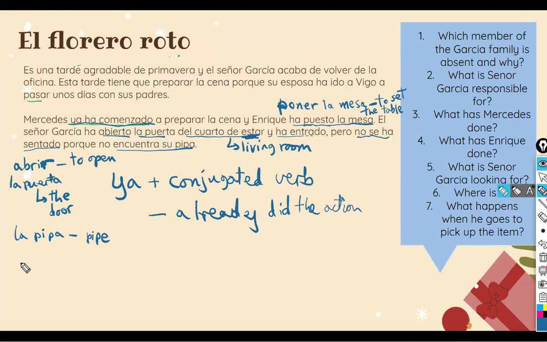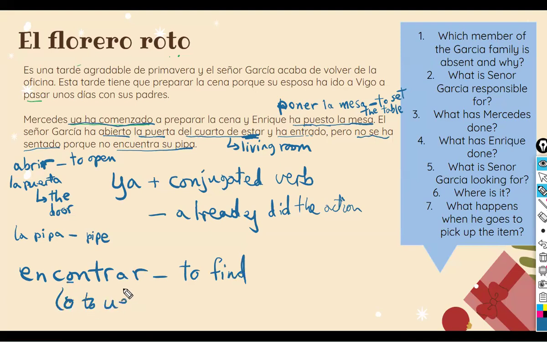So encontrar is the infinitive, to find. It is stem changing, O to UE, right? So it's no encuentra for that reason. I say he hasn't found his pipe. Okay, so take a minute to note any vocabulary that is new, that you haven't noted yet. There are many useful expressions on this page, right? Like how to say things using ya, poner la mesa.